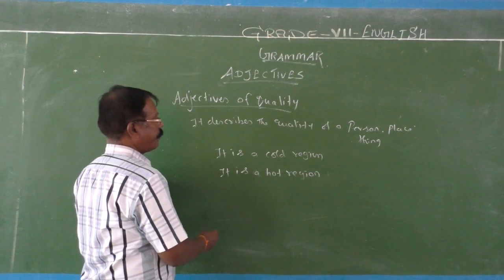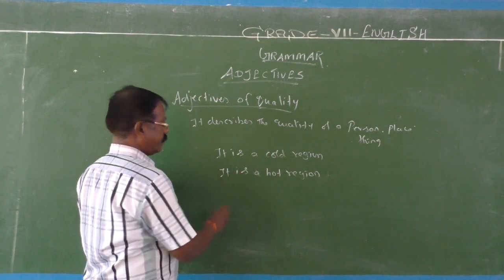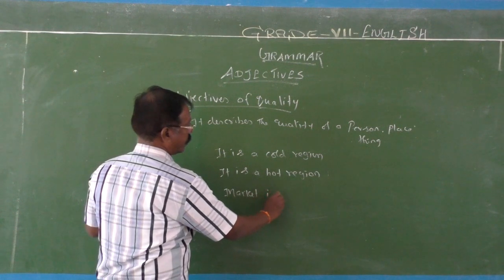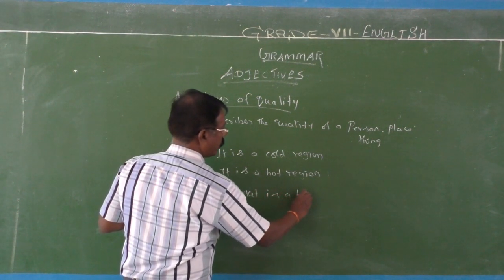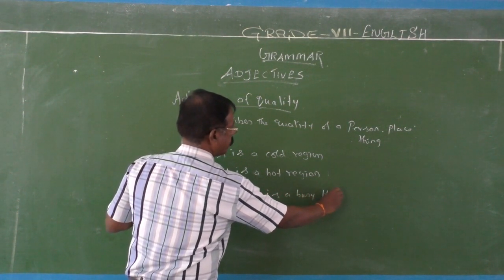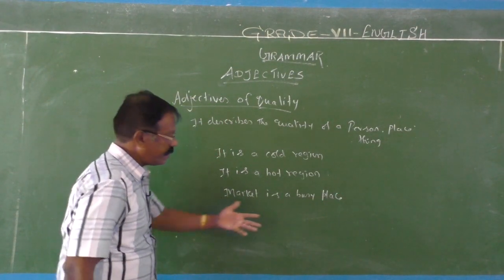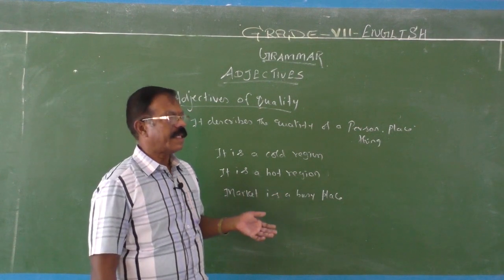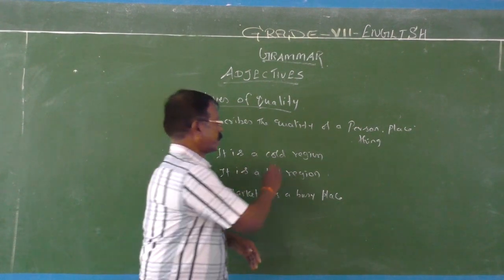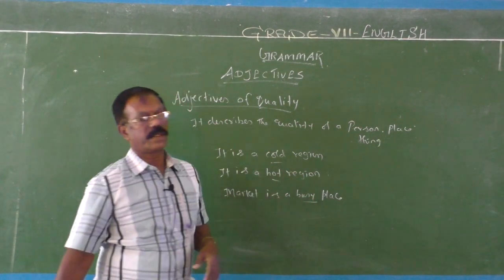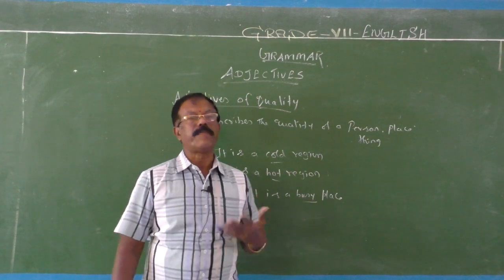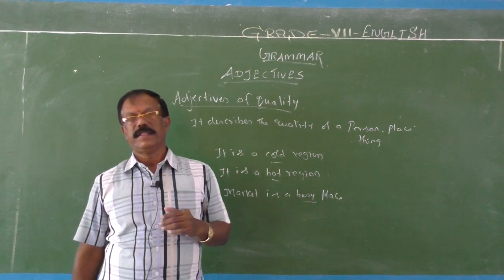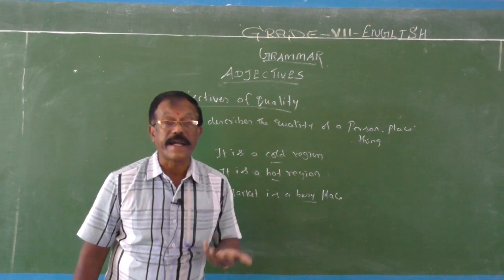Okay. So in this way, a place, market is a busy place. Market is the busiest place. So you can say like that. So in all these cases, cold, hot, and busy describe the places. They are also called adjectives of quality. They answer the question, what kind of?